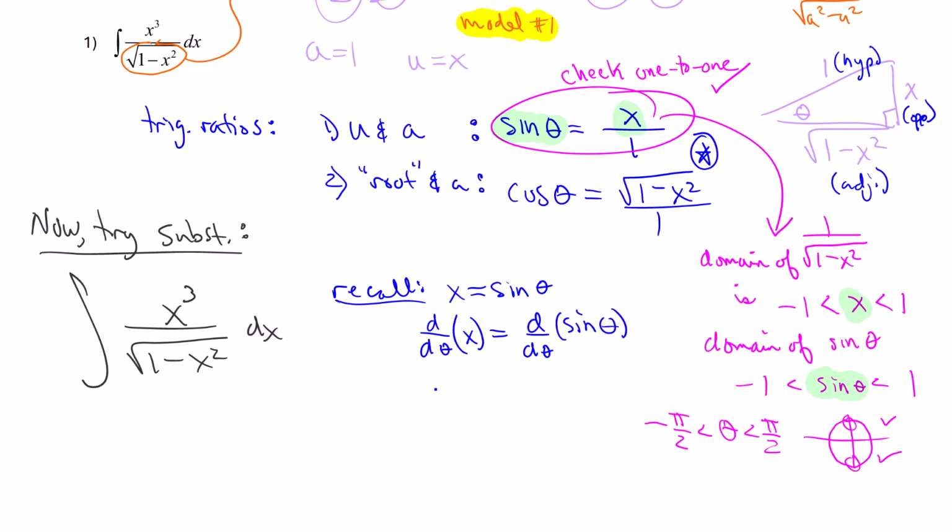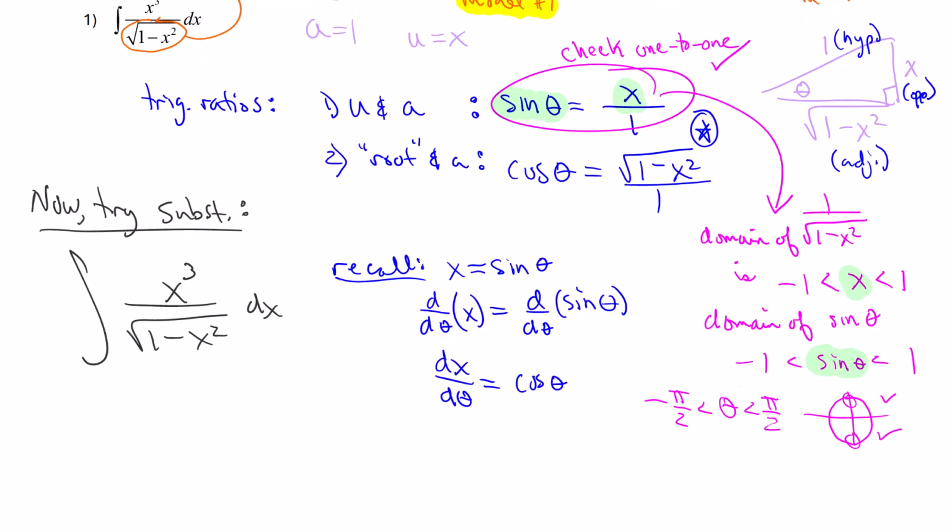Then the following happens. We end up with dx over d theta on the left side equals the derivative with respect to theta of sine theta, which is just the derivative of sine, which is cosine theta. And then, of course, if you just multiply by d theta on both sides, we end up with dx equals cosine theta d theta. Well, this is looking good because now it looks like we have something we can substitute.